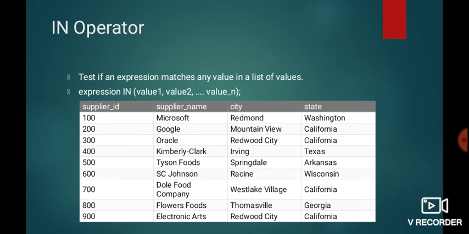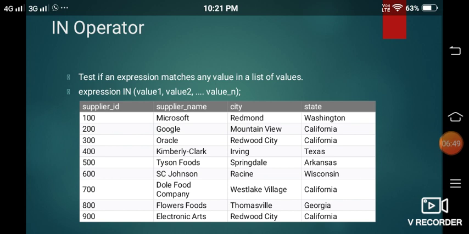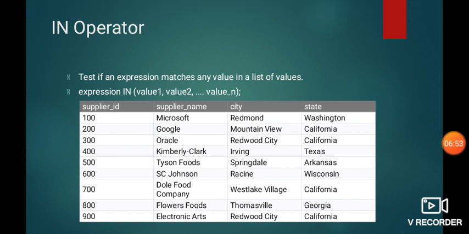Okay. So next we will see some advanced operators. So first is the IN operator. Basically, these are operators which are used for more than one value or a set of values, meaning we can write more than one parameter there. So let's see what the IN operator is.